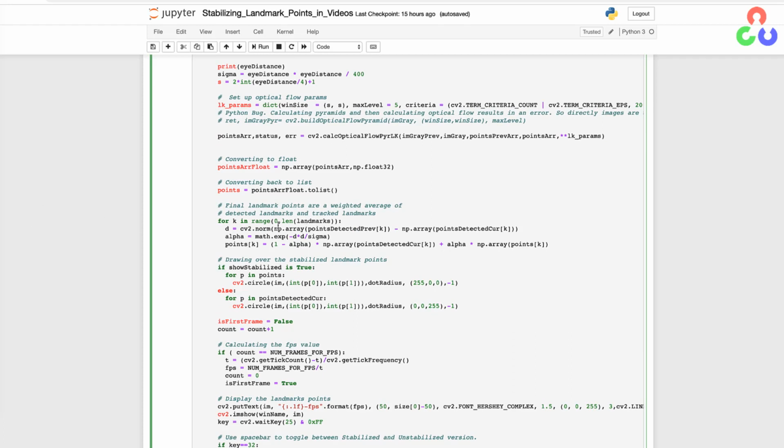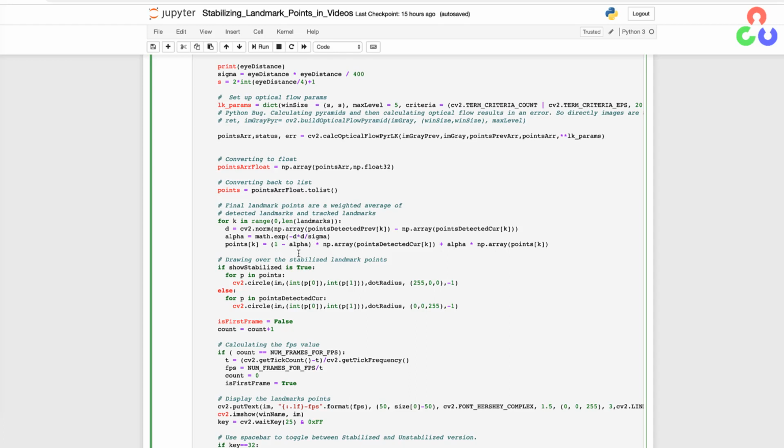So in this for loop, we go over all the landmarks and then we calculate the distance of that landmark from the previous position to the new position. This is the position in the previous frame, and this is the position in the new frame. We calculate the distance, d. This distance is from 0 to infinity. We need to convert it from 0 to 1 because alpha needs to be between 0 and 1. So here we are doing e to the power negative d squared by sigma. Sigma provides the normalization we need, and d is the distance.